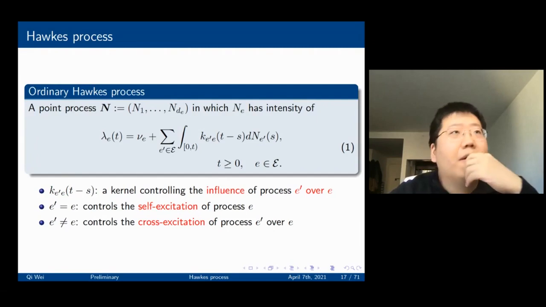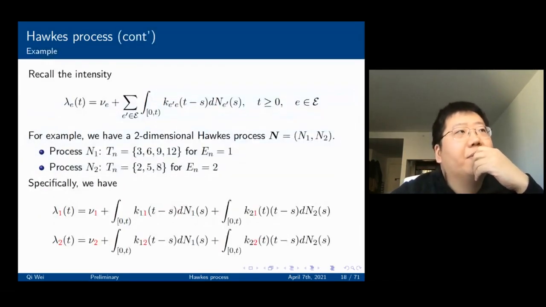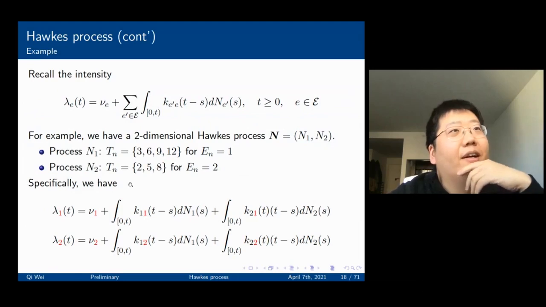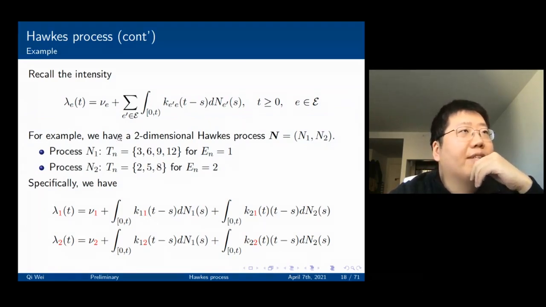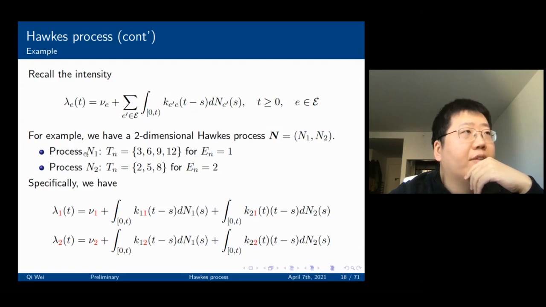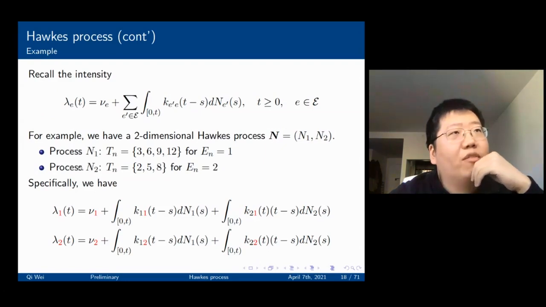Okay, here I give you one example. I skipped the example for the Poisson process, so I think it makes a little more sense to talk about the example here. For example, we have a two-dimensional Hawkes process, still ask and bid. This is the arrival time for event type 1, and this is the arrival time for event type 2.